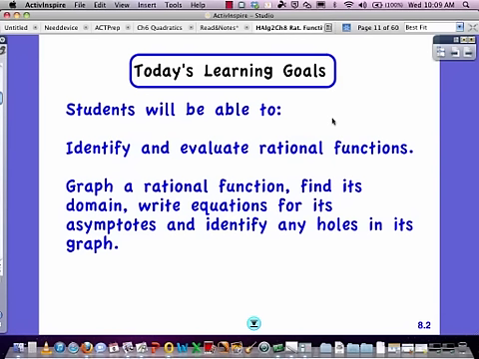Okay, section 8.2, titled Rational Functions and Their Graphs. We're going to definitely deal more with these rational or polynomial style expressions. We want to be able to identify and evaluate rational functions. You can see we're going to graph them, find domains, asymptotes, and identify any holes in the graphs. So let's get started.